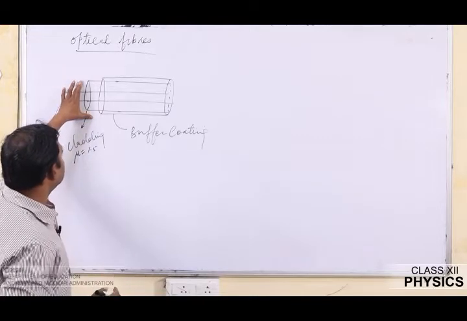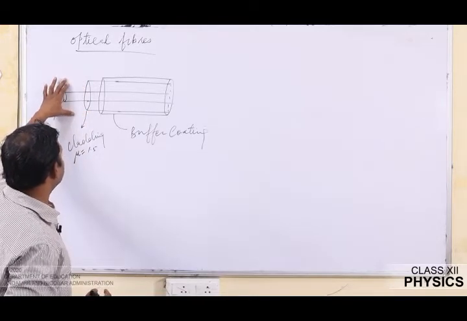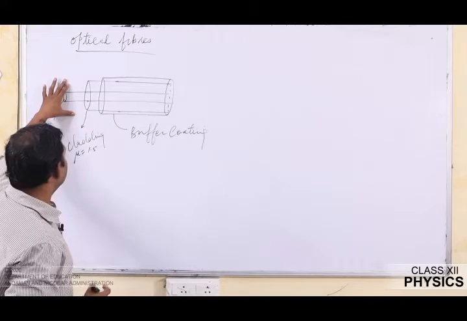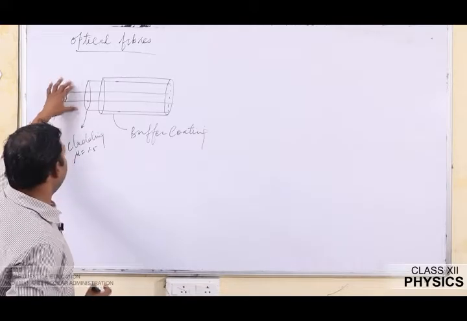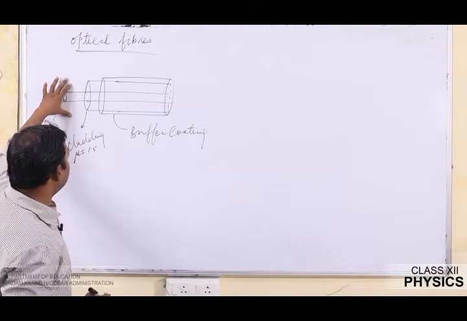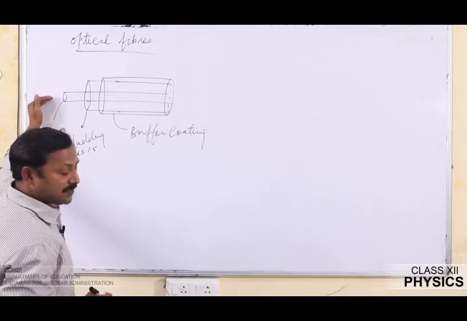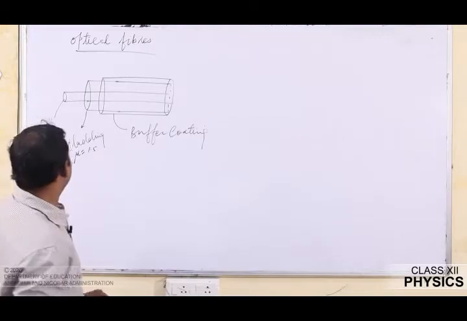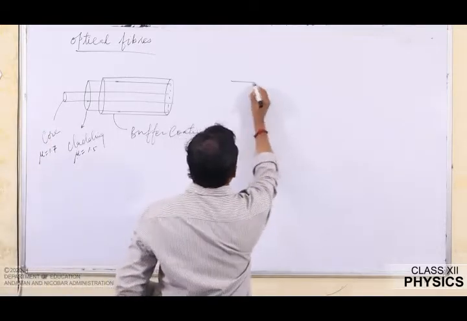So, the conditions for total internal reflection will be satisfied here, and total internal reflection will take place at each and every point of the inner core. As a result, multiple total internal reflections will take place, and because of that, light transfers from one end to another end. Here, let us see the structure.